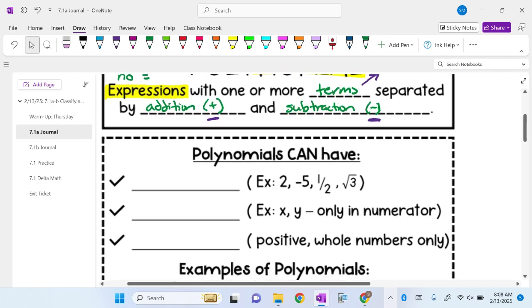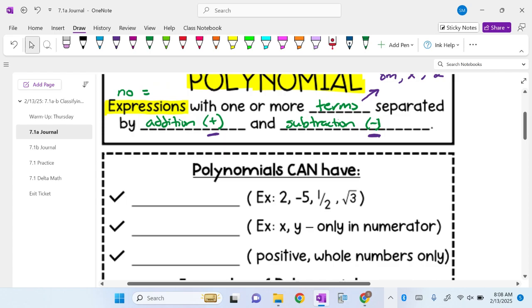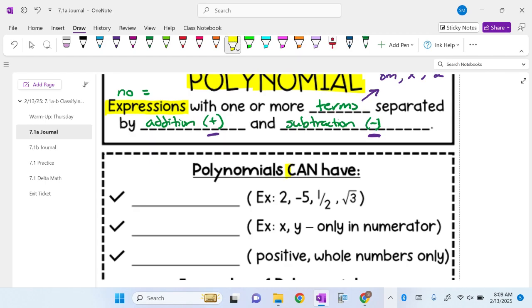Now, there are some conditions to what can qualify a polynomial and what cannot be a polynomial. So, polynomials can have any real numbers. So, those numbers can be whole, they can be positive, they can be negative, they can be fractions, they can even be radicals, so like square root 3, square root 2, square root 50. All right, those are called irrational numbers, which you'll learn about later. As long as it falls under the real number umbrella, it can be used in polynomials.